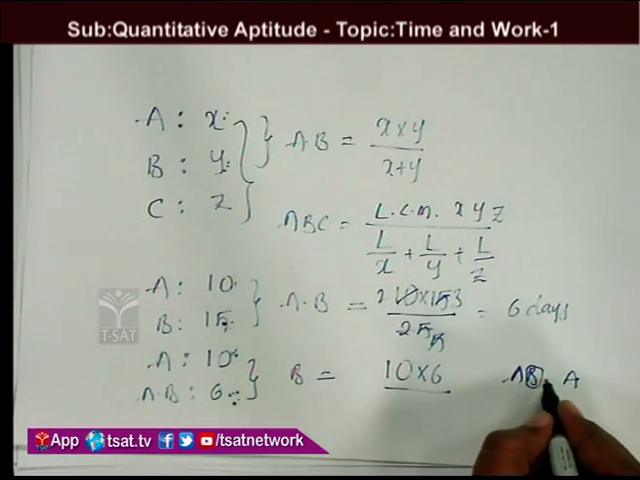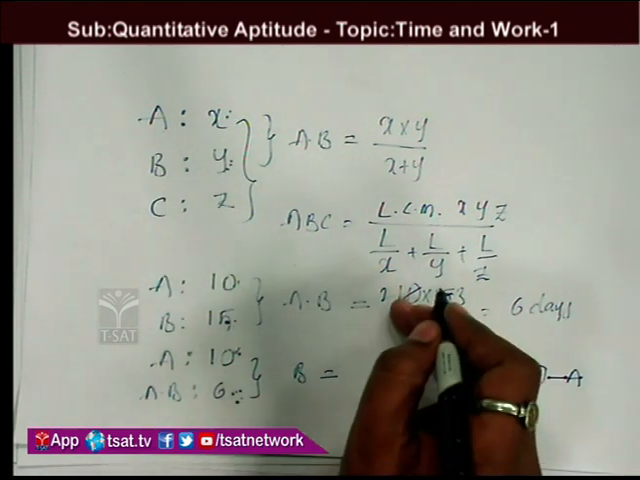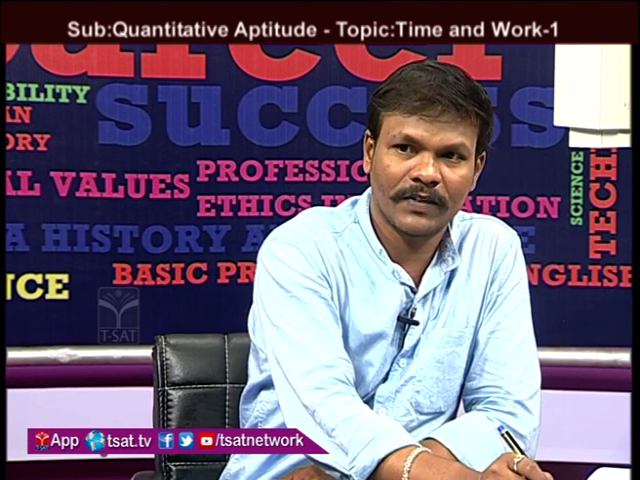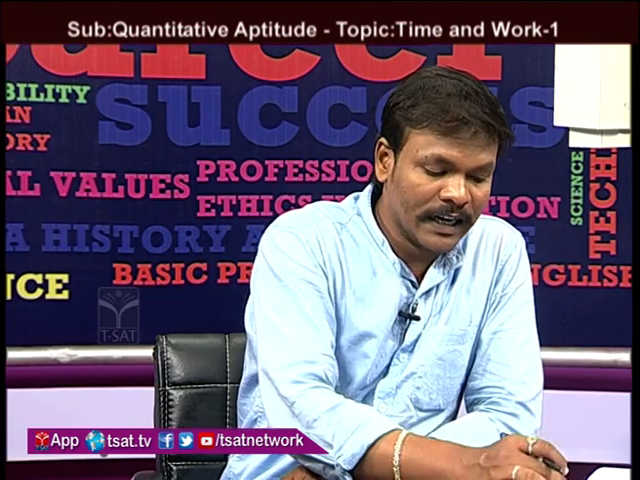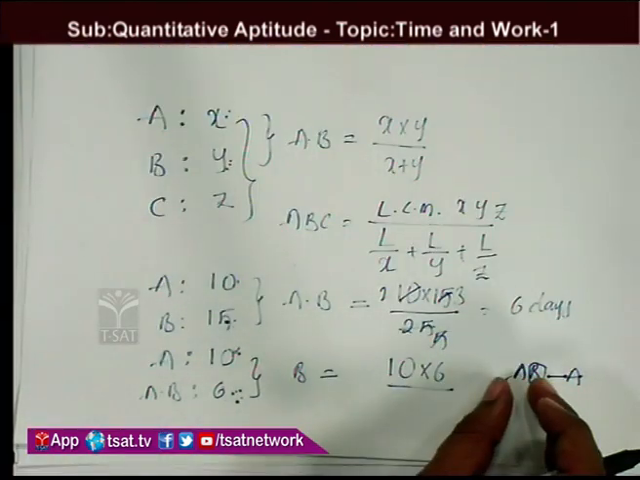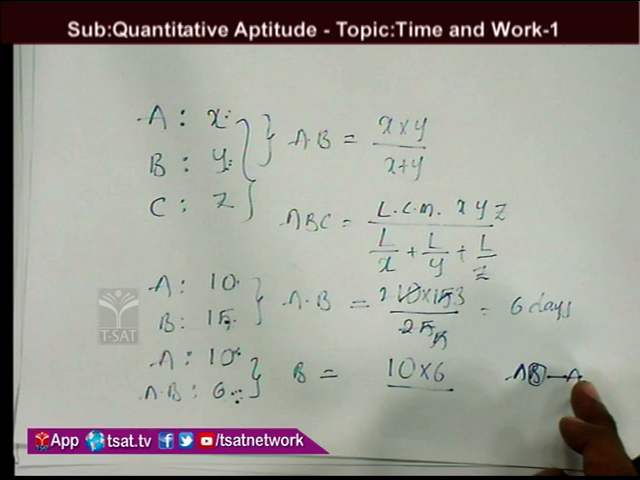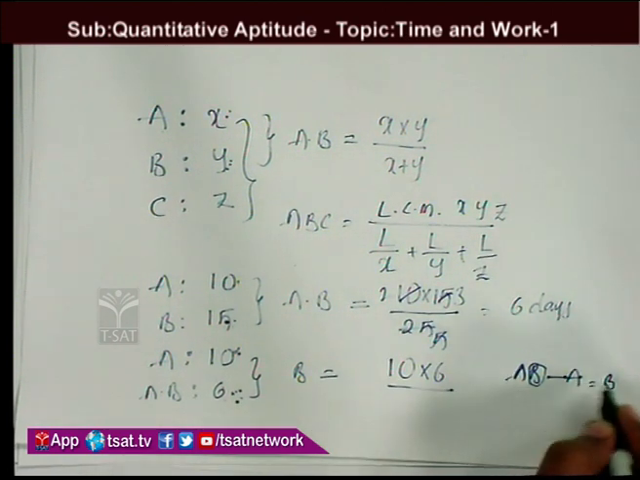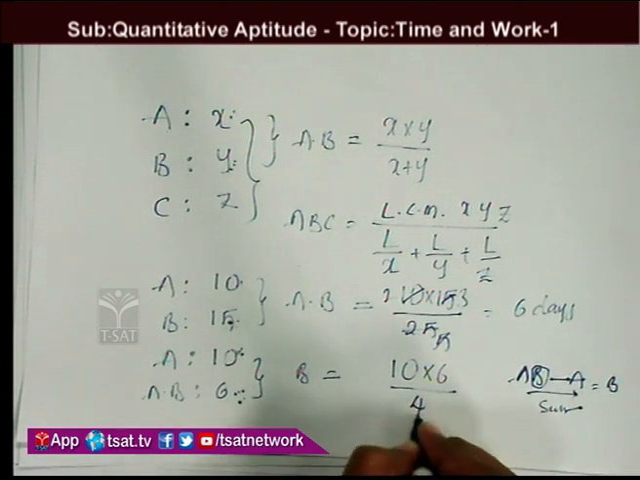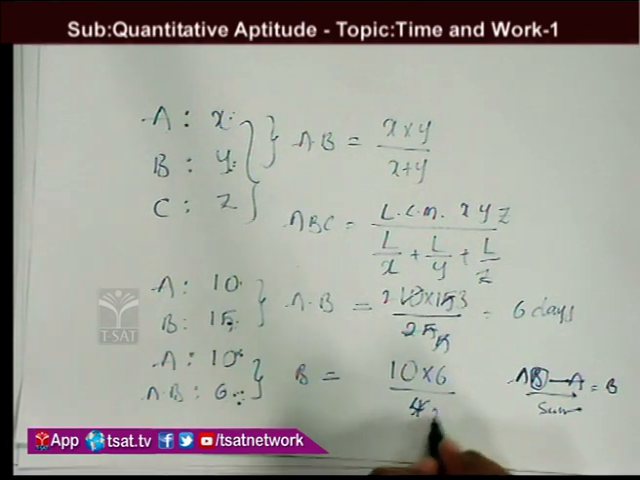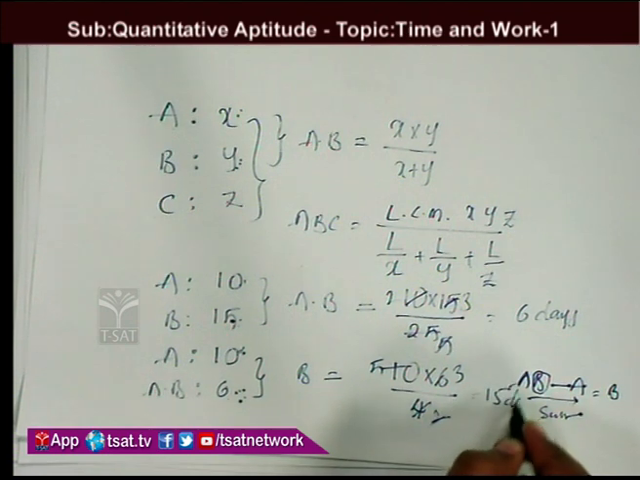So you remove the A value from the AB, which means there is subtraction of the values in the denominator. In the previous problem, A and B working together meant adding the A value and B value in the denominator. In this problem, from AB we have A and we need only B, so removing means subtraction in the denominator. Subtraction: 10 minus 6 is 4. The value is 2 2s, 2 3s, 2 5s. So B alone completes the work in 15 days.